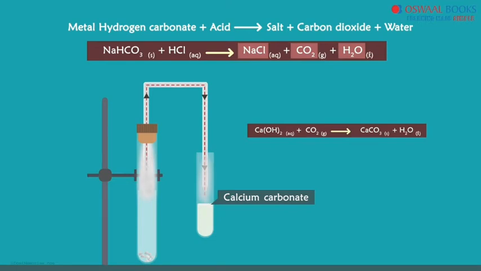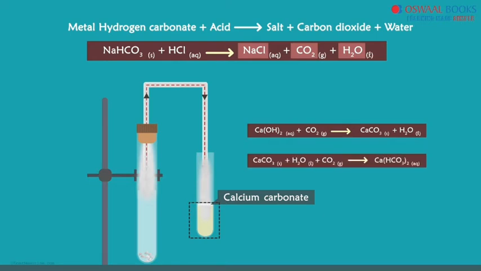But wait, when excess carbon dioxide is passed through lime water, it makes the milky color of lime water disappear. Why? It's because of the formation of calcium hydrogen carbonate. Calcium hydrogen carbonate is soluble in water and hence the milky color of the solution mixture disappears.